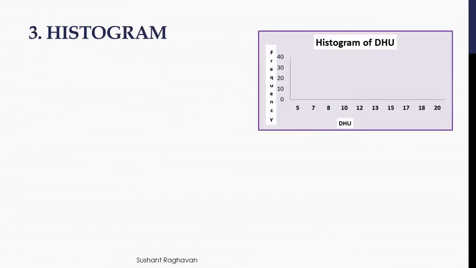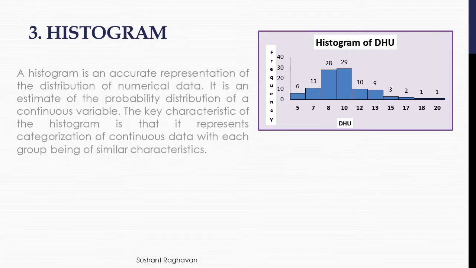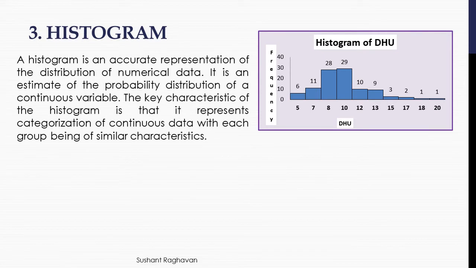Histogram. This is a chart of histogram of DHU showing the frequency of DHU over a period of 1 month. Data collected across 5 sewing lines. You can see in the chart the average DHU is 10. The histogram is an accurate representation of the distribution of numerical data. It is an estimate of the probability distribution of a continuous variable.